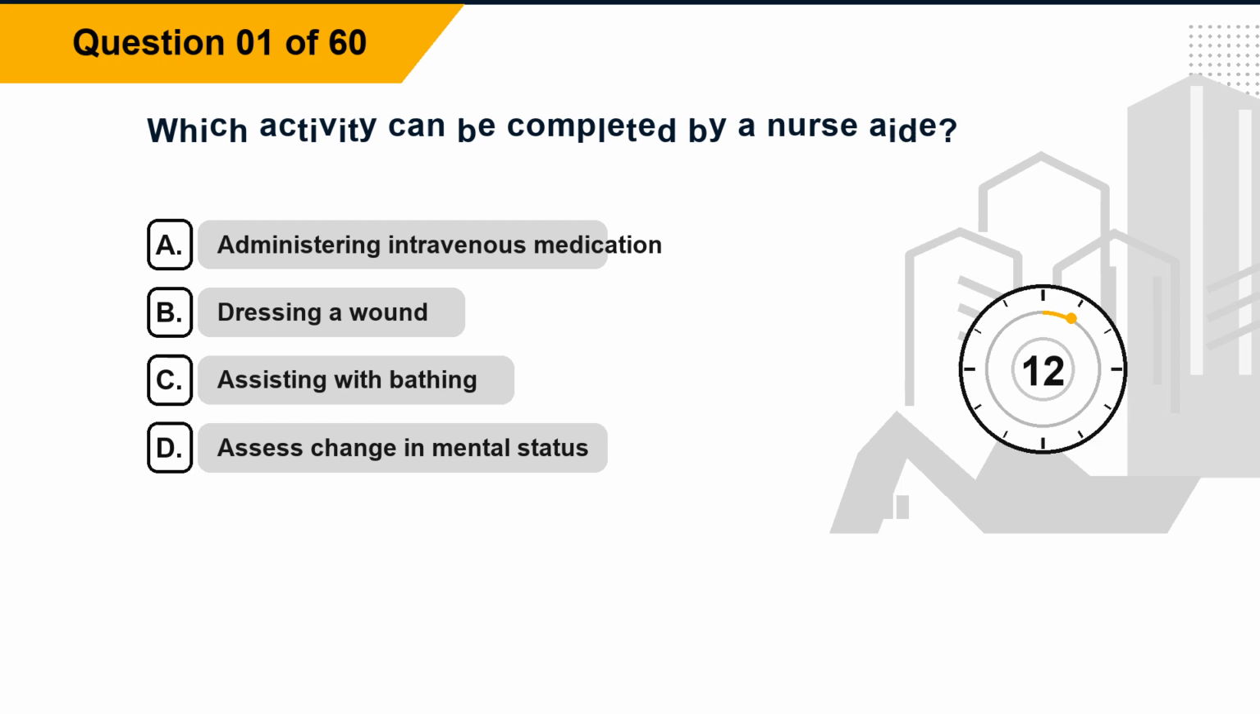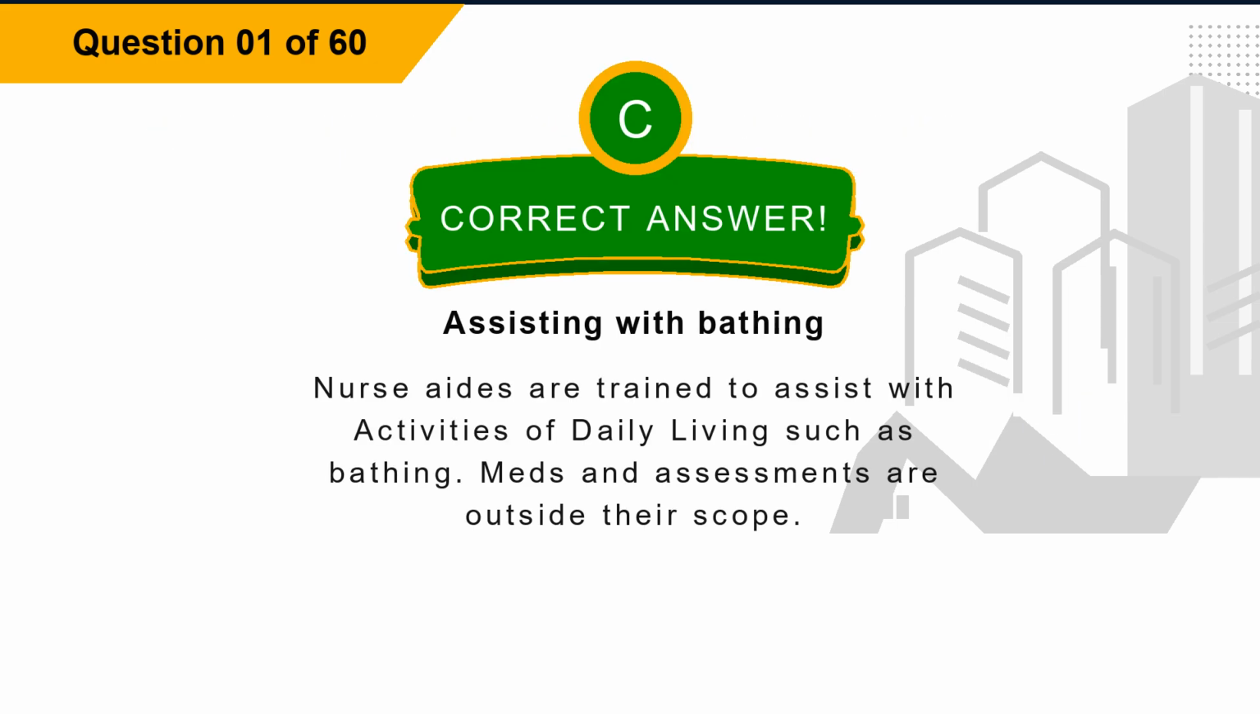Question 1. Which activity can be completed by a nurse aide? Option A. Administering intravenous medication. Option B. Dressing a wound. Option C. Assisting with bathing. Option D. Assess change in mental status. The correct answer is option C. Assisting with bathing. Explanation. Nurse aides are trained to assist with activities of daily living such as bathing. Meds and assessments are outside their scope.